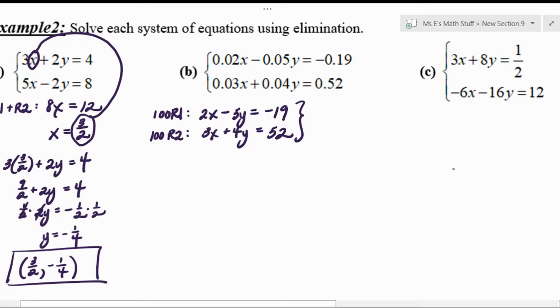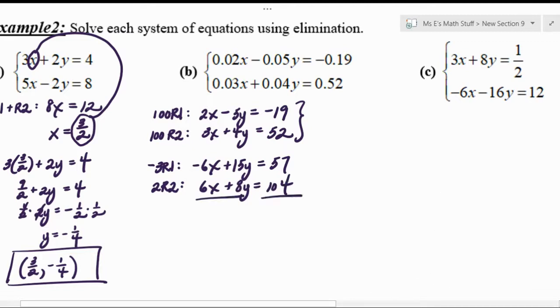So I'm going to multiply this new row 1 here by negative 3. So instead of 2x, I'd have negative 6x. Instead of negative 5y, I'd have positive 15y. And then instead of negative 19, I would have positive, let's see, 3 19s. That'd be 3 less than 3 20s, so that'd be 57. There we go. And then I'm going to multiply row 2 by just positive 2. So I'd have 6x plus 8y equals 104.